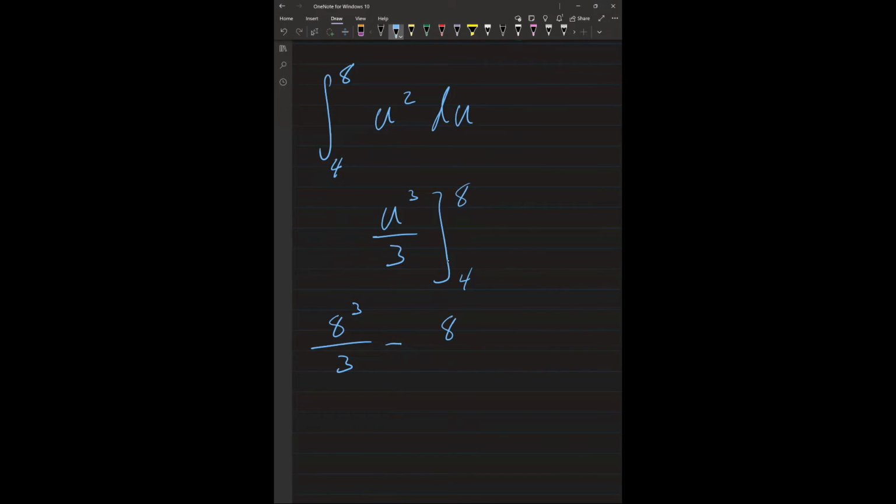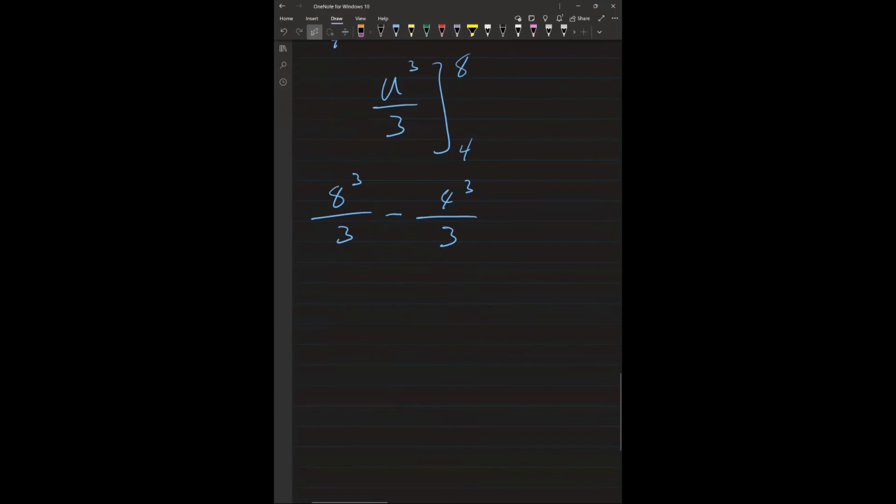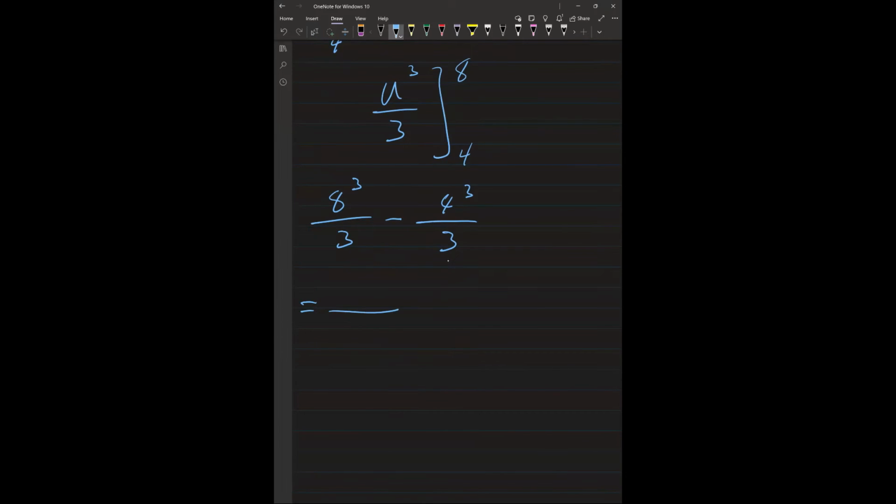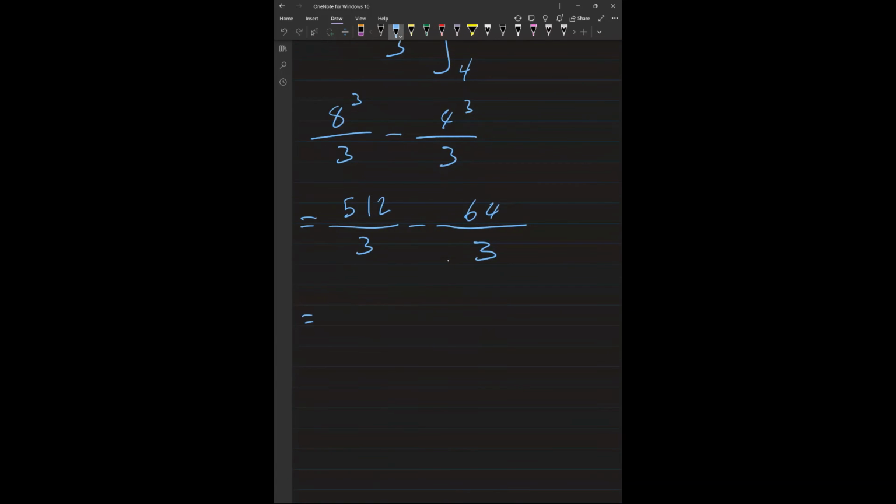minus, oh sorry, 4 to the 3rd power all over 3. And that equals 8 cubed is 8 times 8 times 8, which is 512. So 512 over 3 minus 4 cubed, which is 64, all over 3. Now 512 minus 64 is 448 all over 3, which is not divisible by 3. So this is the final answer. Yay.